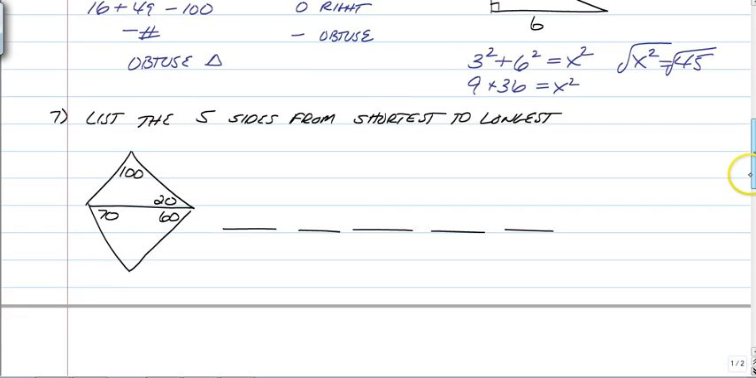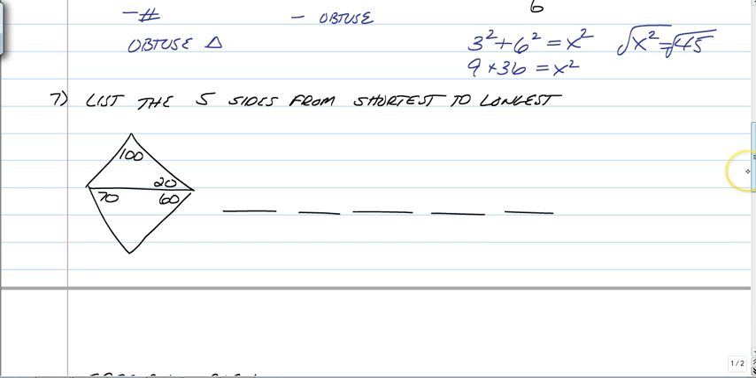Next example is when you have to list all 5 sides from shortest to longest. So remember, that's where we first have to find all the missing angles. So we have 120 here, so this guy is 60. And then in here we have 130, which means this guy is 50. And this is where I suggest you name the middle side as 5. That's because it'll give you room to work up and down.